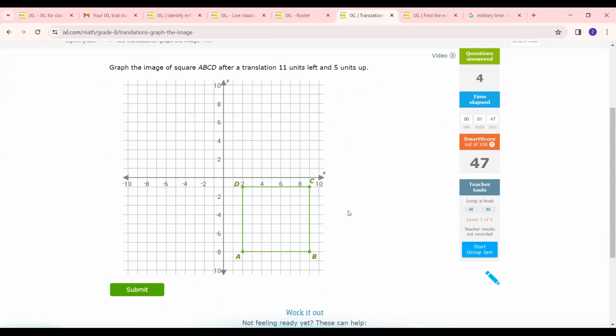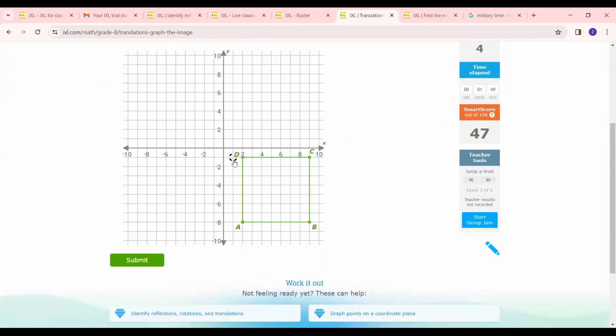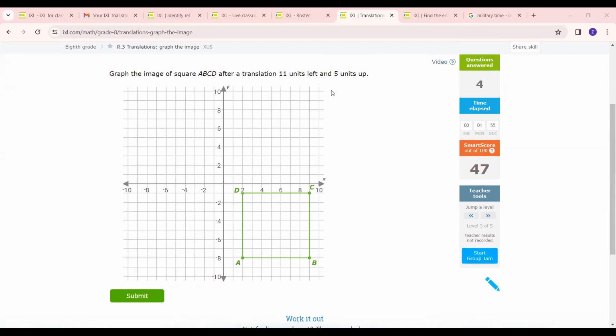Oh, okay, we get another rectangle. Let's do this one properly this time. So what did they say? They said that we have to move 11 units to the left and 5 units up. So we're gonna take each point and move it 11 units to the left and 5 units up. So 11 units to the left is going to be what? That's going to be 1, 2, 3, 4, 5, 6, 7, 8, 9, 10, 11.